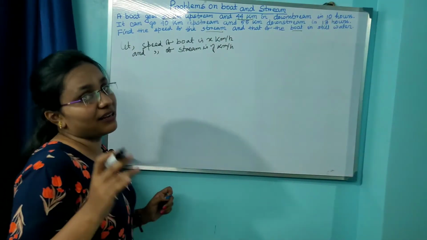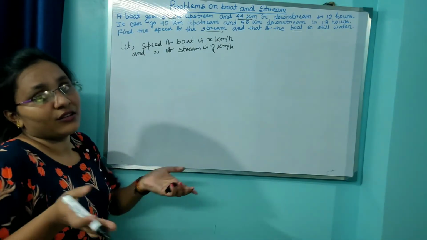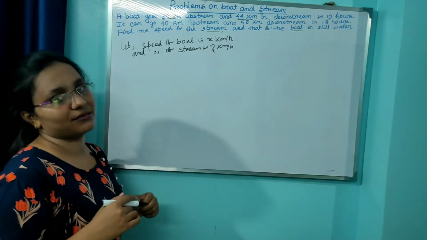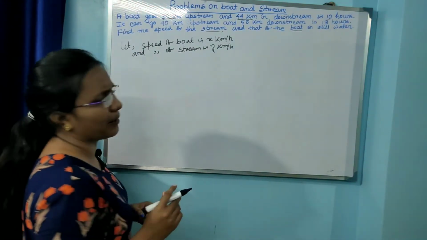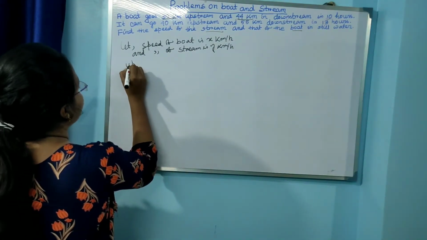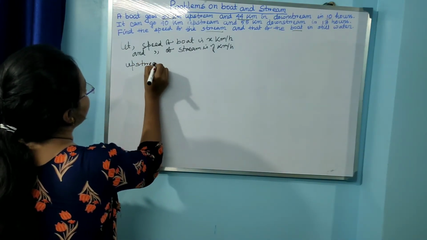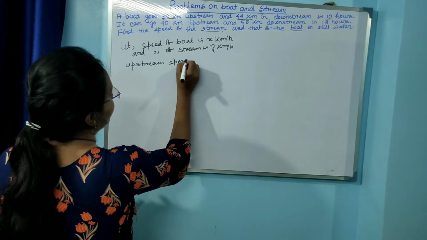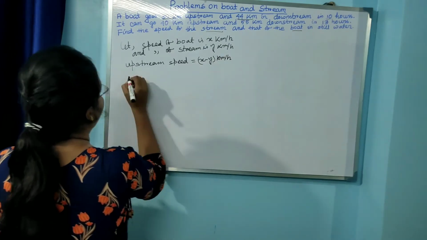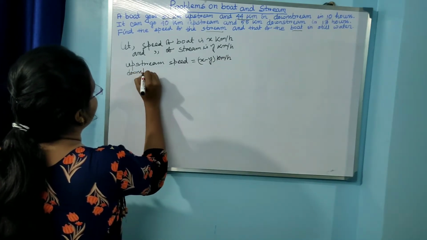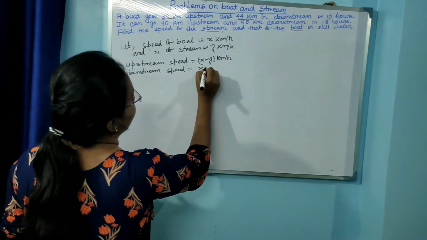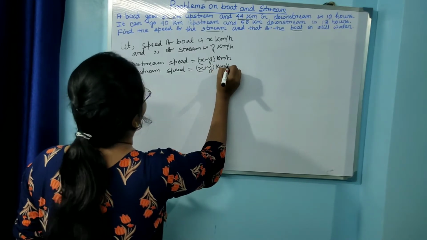So here upstream and downstream is mixed. We have no option to find upstream and downstream individually. So you cannot do that in the previous method. Okay. In this case you have to give a little effort, as I said. So upstream speed, you know upstream speed is always x minus y km per hour and downstream speed is x plus y km per hour.